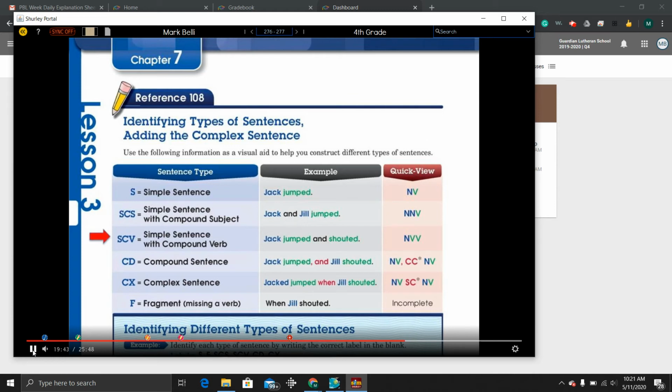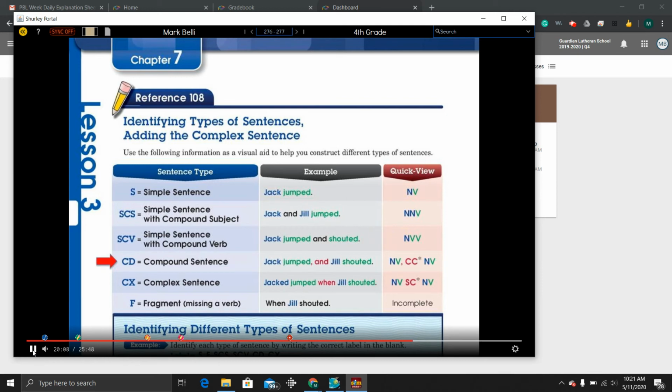Next we have simple sentence with compound verb. It's labeled capital SCV. Let's read the example together. Jack jumped and shouted. Okay, I'm sure Jack shouted. I'm not buying that he jumped. The quick view shows us that we have one noun and two verbs. Our two verbs in this example are jumped and shouted.